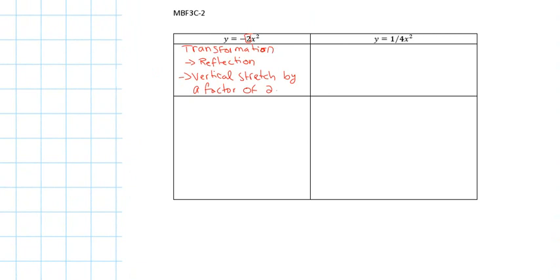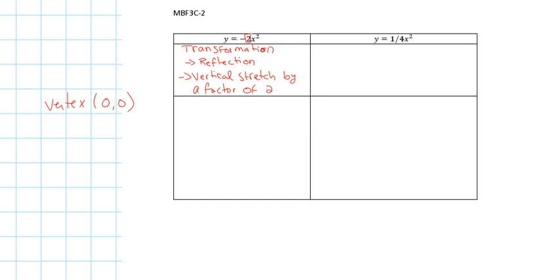What would be your vertex here? Did my vertex change for any of the previous ones? What was the vertex for all of them? (0, 0). So does this A value change your vertex? No. So that means my vertex here is (0, 0). The first thing I'm going to have to do to be able to graph this is locate my vertex, which is (0, 0).